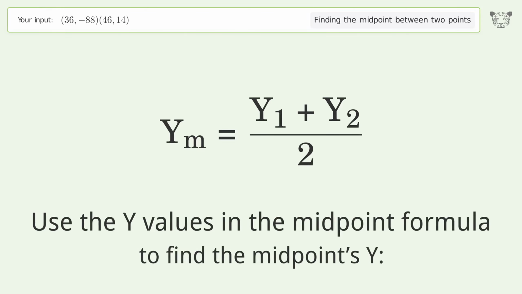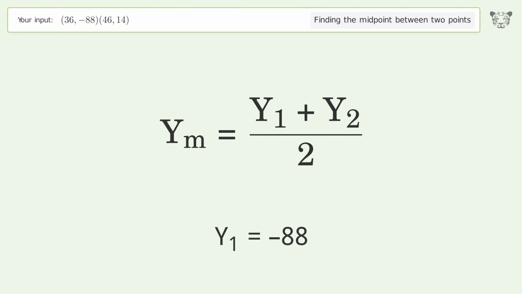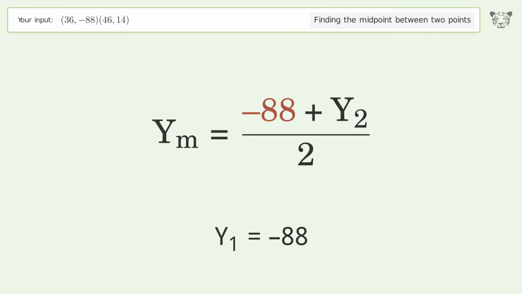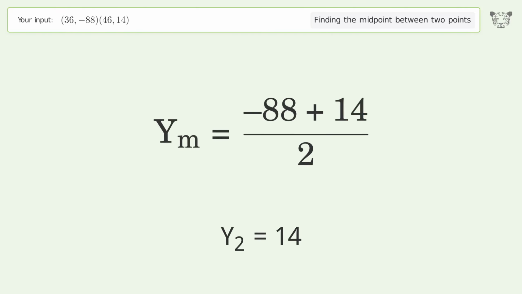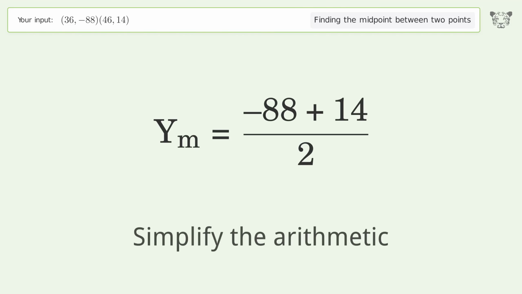Use the y values in the midpoint formula to find the midpoint's y. y1 equals negative 88. y2 equals 14. Simplify the arithmetic.